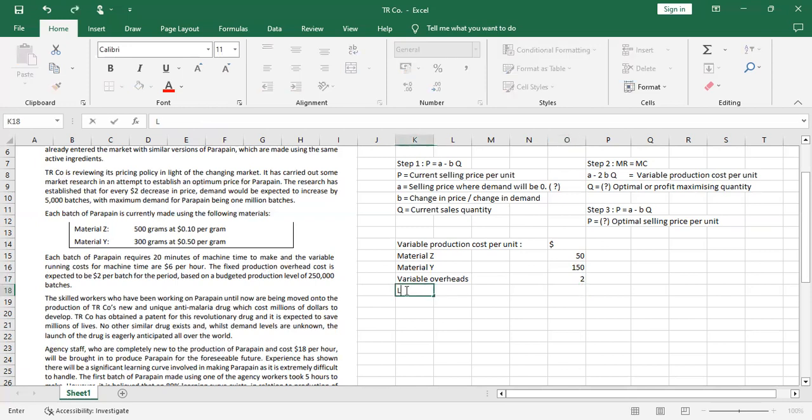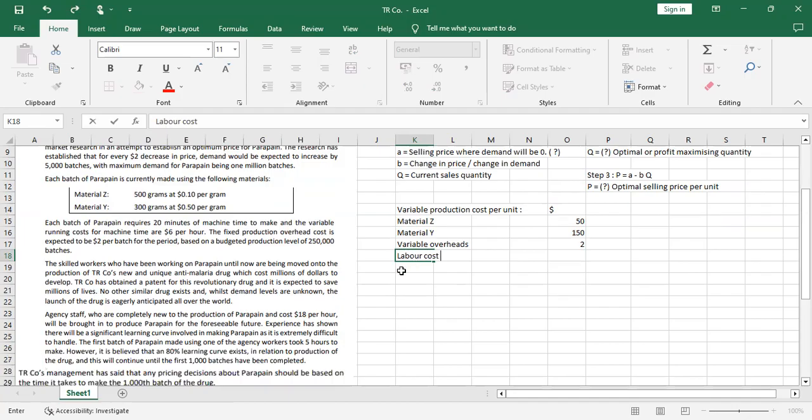Next is to calculate labor cost. Any question related to material Z, Y, or variable overheads? Okay. So now we will calculate the labor cost, but we cannot calculate labor cost directly. We have to follow the steps of the learning curve, because here he says that when you reach the level of 1000 units, your learning curve will remain discontinued.